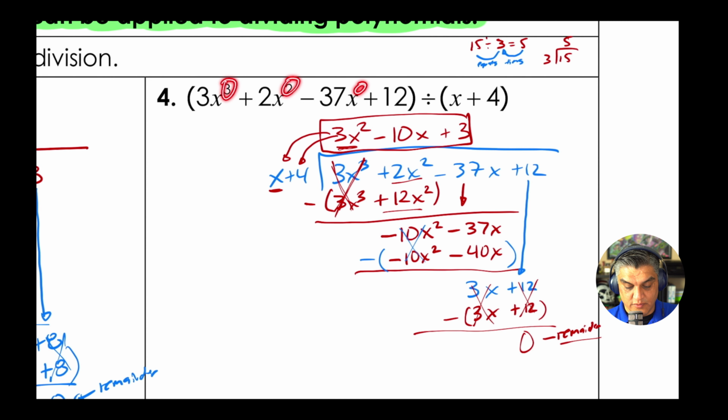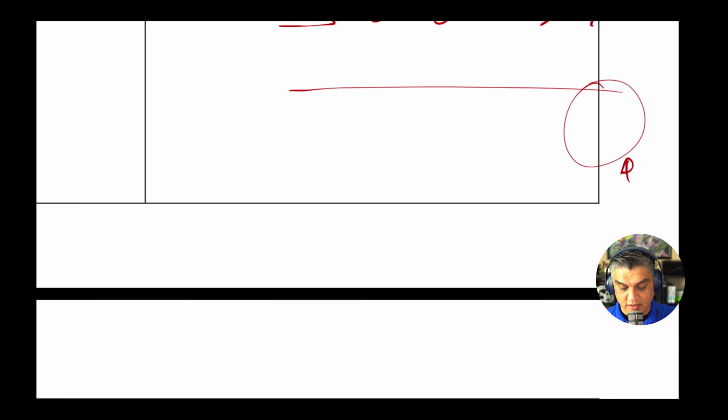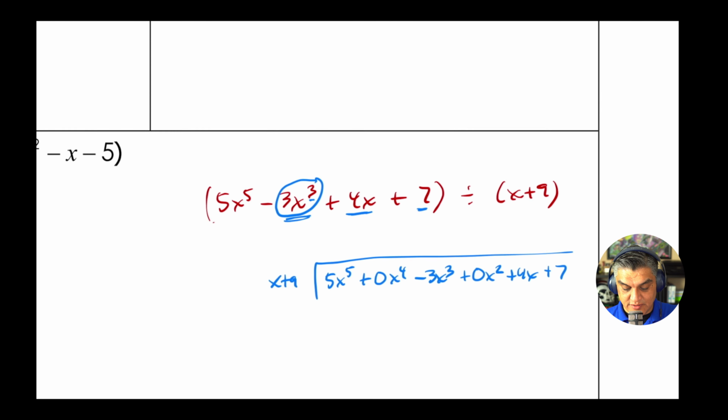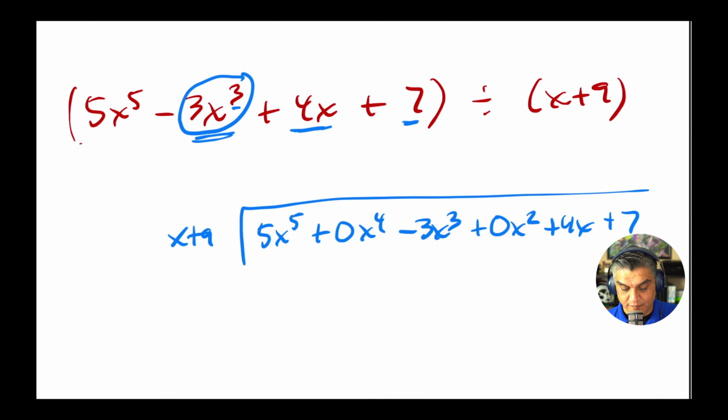Everything has been represented, but you're going to run into problems where in this polynomial, one of the terms is not going to be there. We've been lucky, but sometimes they're not going to be there. So when they're not there, you put in your placeholder.